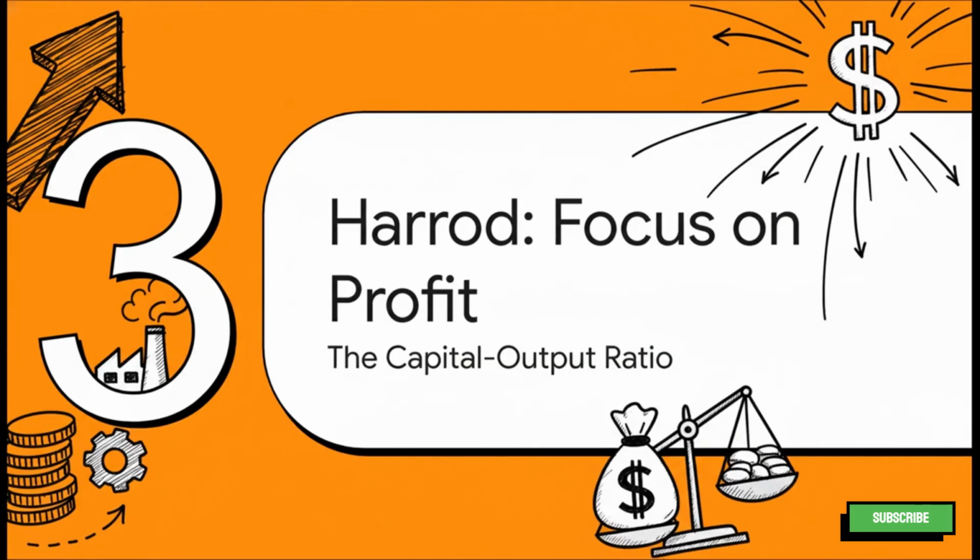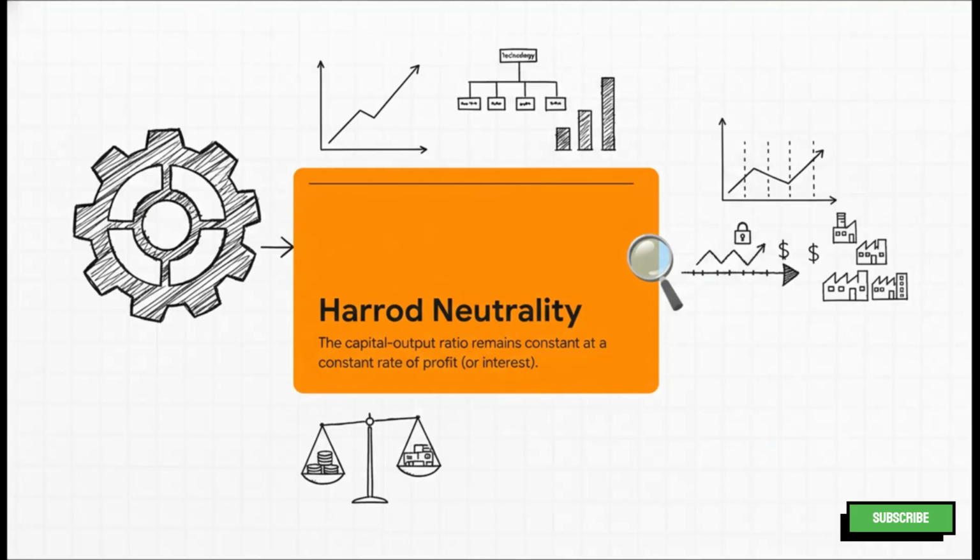Next up, we've got the model from another economist, Roy Harrod. Now, he looked at the very same problem, but from a totally different angle. For him, it was all about the rate of profit. For Harrod, a technology is neutral if, at a steady rate of profit, the capital-output ratio also stays constant. In other words, as long as the profitability of your investments is stable, the amount of capital you need to produce, say, $1 worth of goods doesn't change.